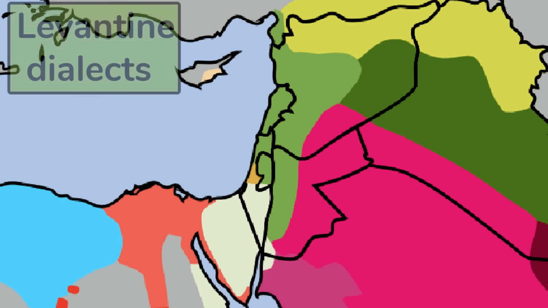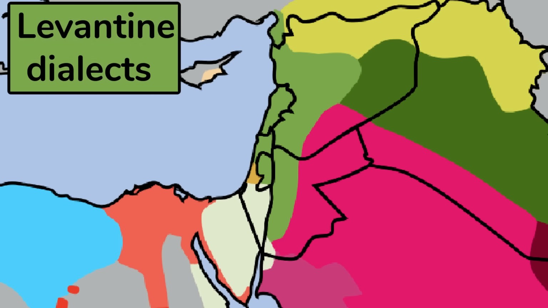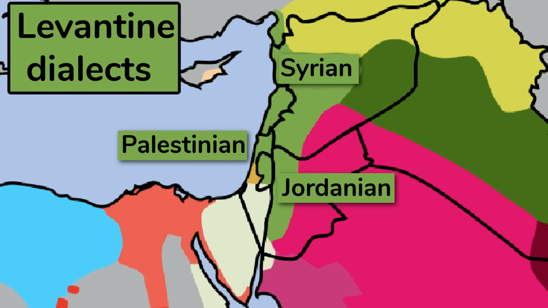Lebanese Arabic is part of the wider group of Levantine dialects and is very similar to the Arabic spoken by Syrians, Jordanians, and Palestinians, but it's different from Modern Standard Arabic and different from other dialects to varying degrees.